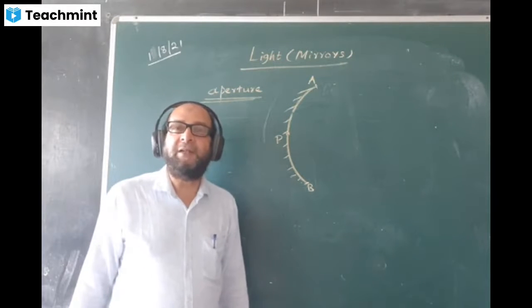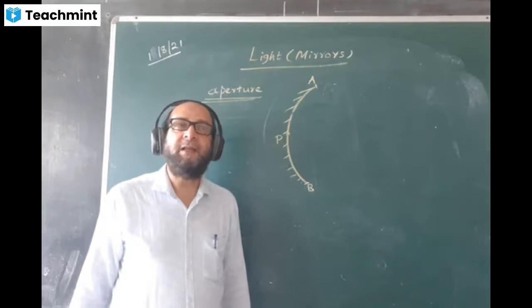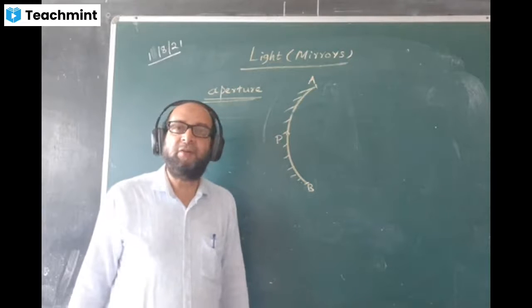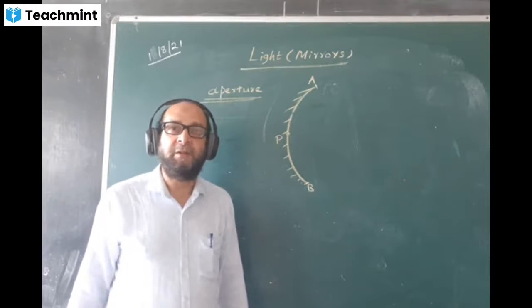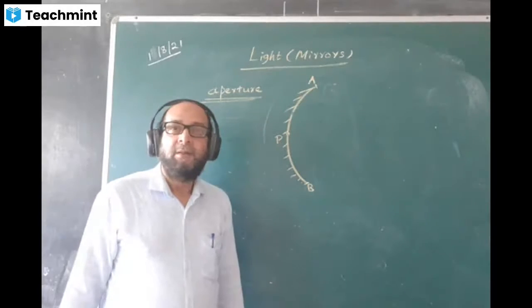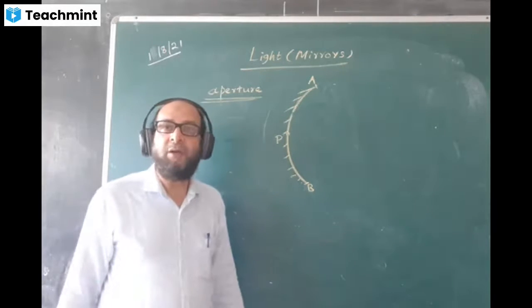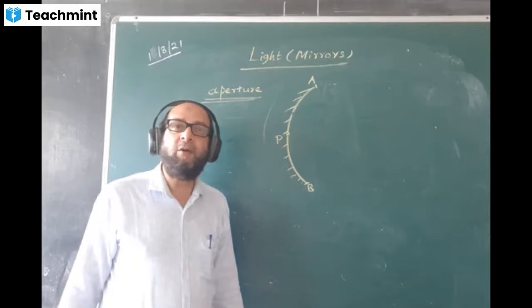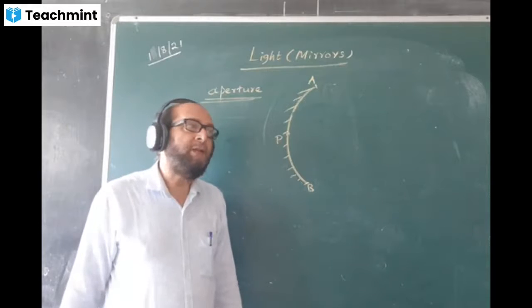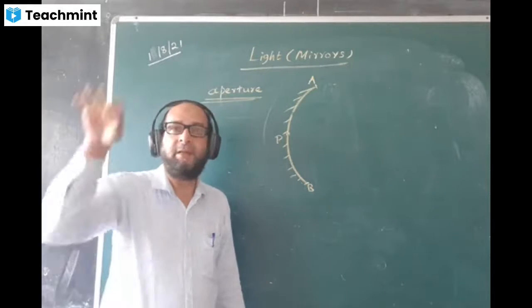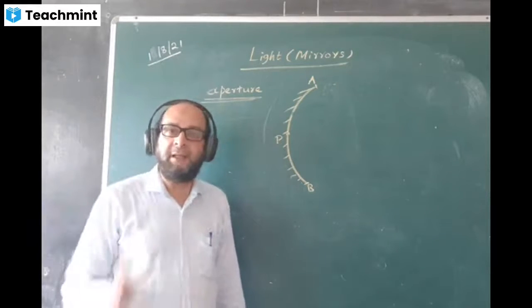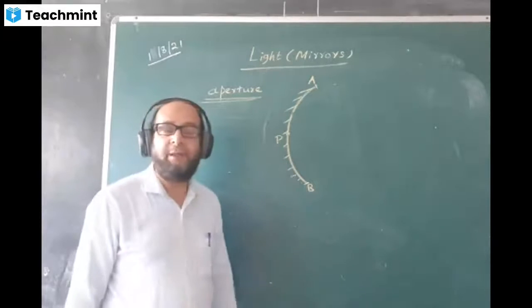Now we find the center of curvature. I'll give the definition later on, but first you have to understand what the center of curvature is. This is a curved mirror, which we call a spherical mirror. Why do we call it a spherical mirror? Because this is a part of a sphere. Imagine a hollow glass sphere. On cutting that sphere, we get this kind of mirror.